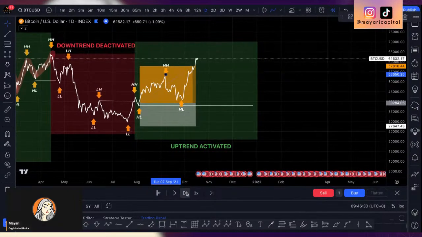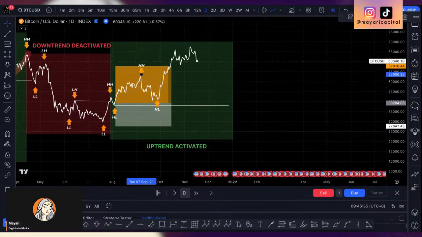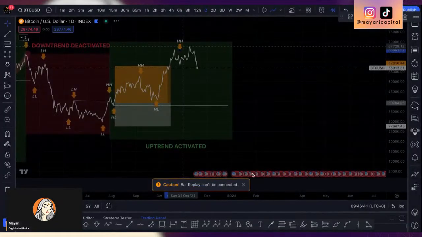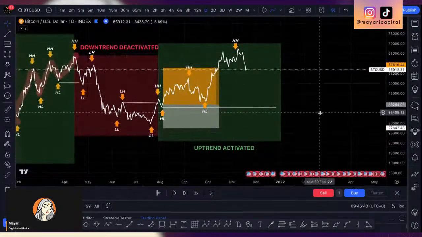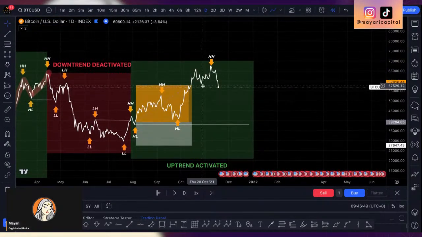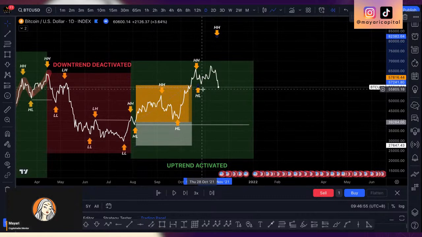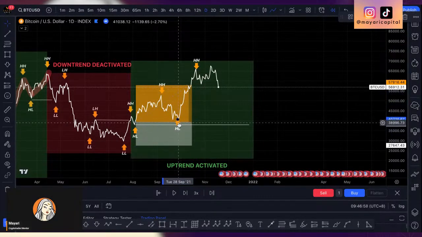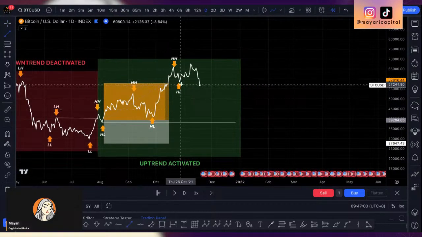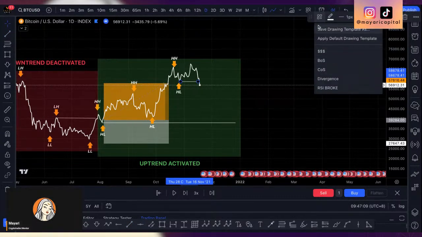So let's go over here. Okay, so right around this area, we have another high. Right there, and then another higher low. Yeah, higher low right here. And let's zoom in at this part. Can you guys see what happened? What happened with the higher low?